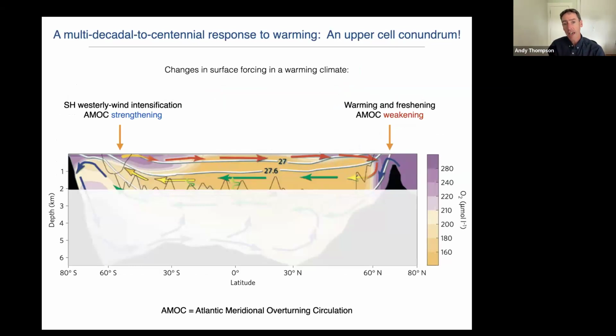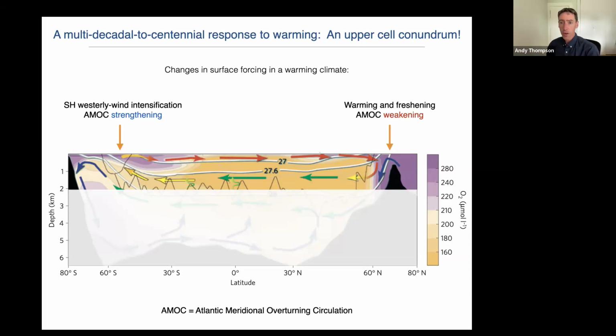Okay, so now we want to move back to, again, this schematic picture with this zonally averaged picture of the overturning circulation. And now I want to focus on this upper cell, or what we call the Atlantic meridional overturning circulation. Again, in the schematic picture, you have this view of deep water being sourced from the North Atlantic, upwelling in the Southern Ocean, where it can be modified at the surface, and then returned back to the Atlantic Basin.